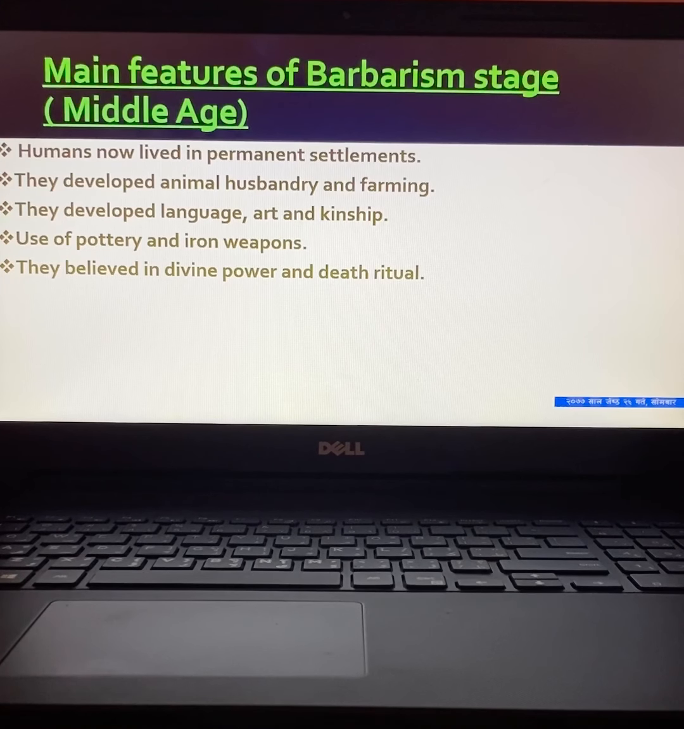Next, they developed language, art and kinship. Kinship means blood relations. In the barbarism stage, they had already developed language, art and kinship. The use of poetry and iron weapons were already developed, along with belief in divine power. Divine means God power, and death rituals.